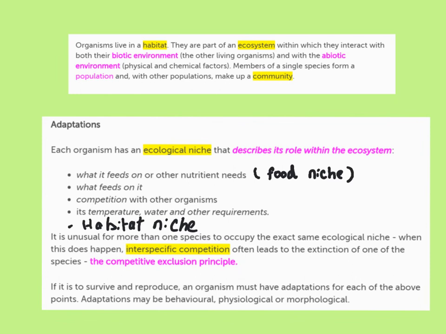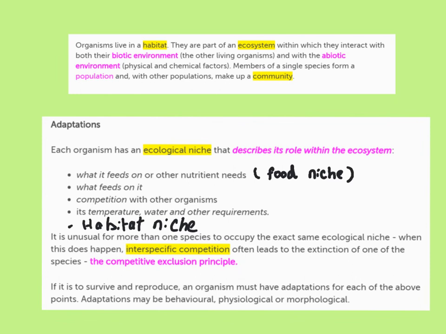Organisms live in a habitat. They are a part of an ecosystem within which they interact with both the biotic environment, which includes all other living organisms, and the abiotic environment, which includes physical and chemical factors in the ecosystem. Members of a single species form a population, while if we are discussing many populations living together, they form what we call a community. Each organism has an ecological niche, which means its role in the ecosystem.